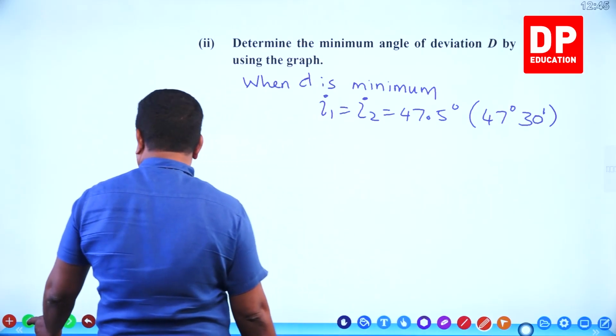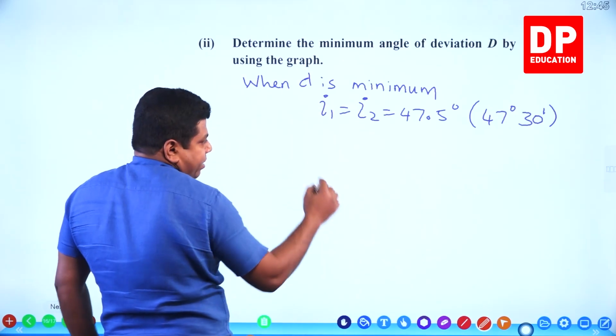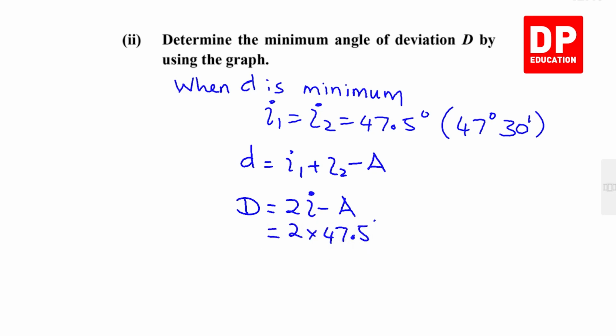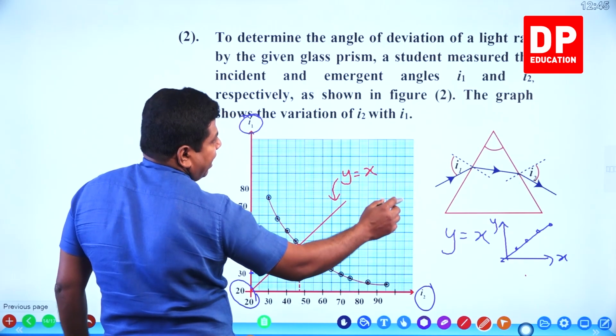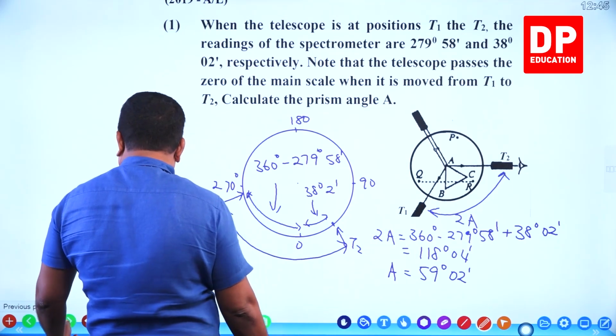Now go back to the previous equation, this one. D equals I1 plus I2 minus A. If it is minimum, then these two will be equal. You can call it 2I minus A. We studied that now. D equals 2I, 2 into 47.5 degrees, minus A, the prism angle we found. Where is that? 5902.